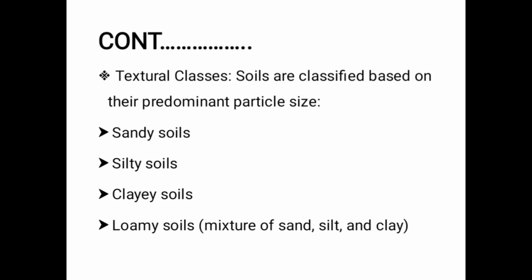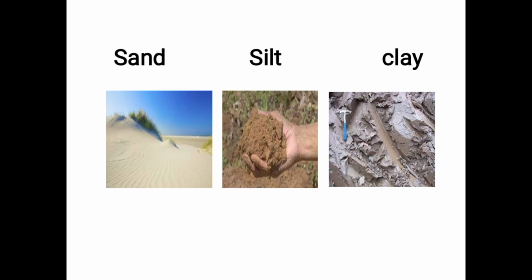So, soil texture classes. Soils are classified based on their predominant particle size. We have sandy soil, silty soil, clay soil, and loamy soil. Loamy soils are the mixture of sand, silt, and clay. We have three main types of soil, which are sandy, silty, and clay, and these classes of soil have been classified depending on particle size. Here you have pictures that show the sandy, silty, as well as the clay.